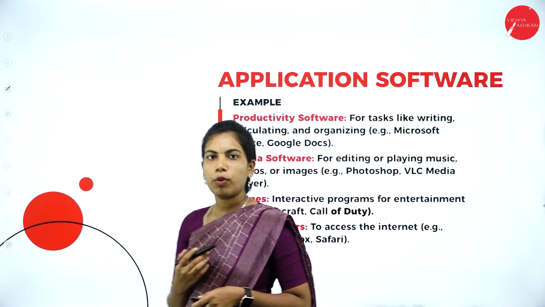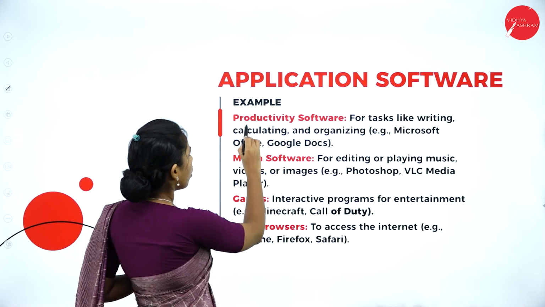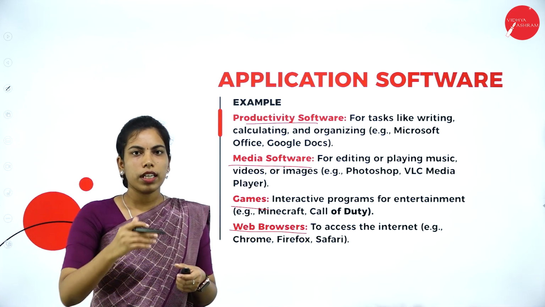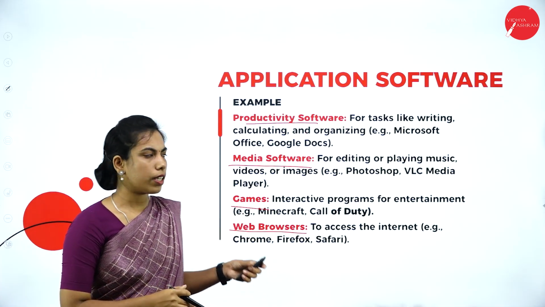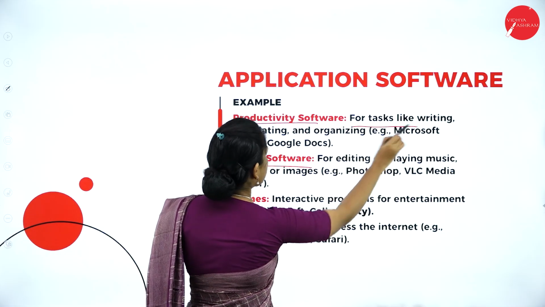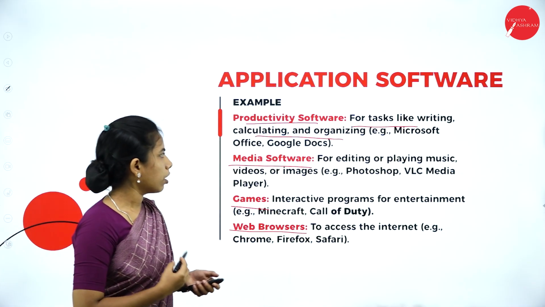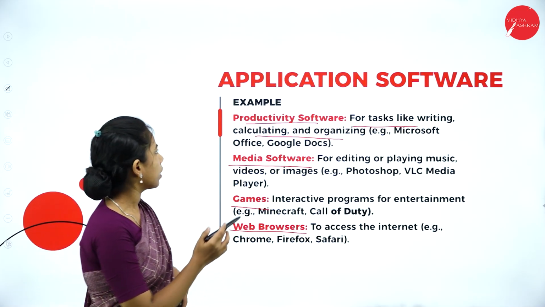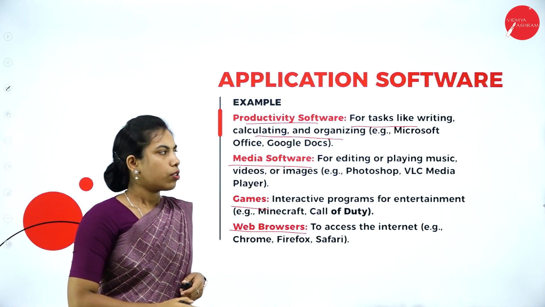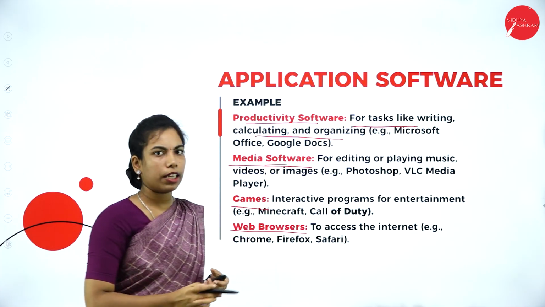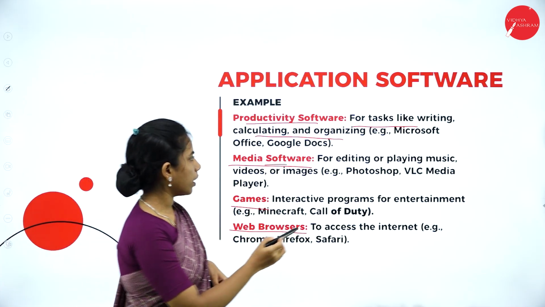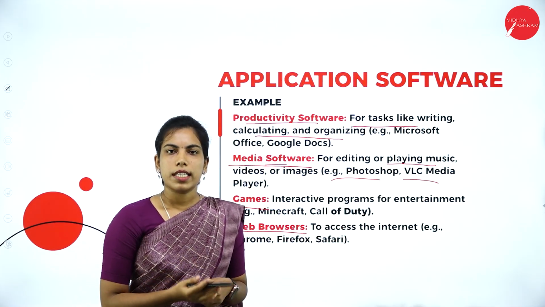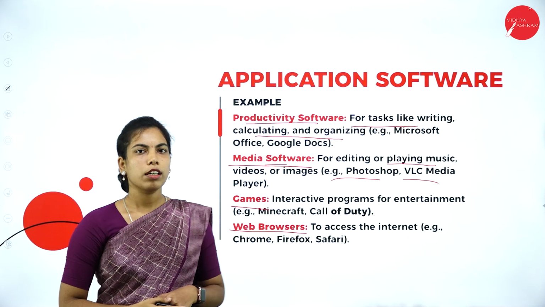Here you can see some more examples for the application software: productivity software, media software, and also games and web browsers. These are all again subtypes of software. Here you can see tasks like writing, calculating and organizing. You already know Microsoft Word, Excel, PowerPoint. These all come under productivity software. The next one is media software, mainly used for media purposes, that is playing music, VLC media and also Photoshop and VLC player. These all come under media software.